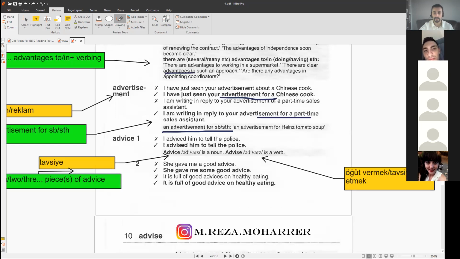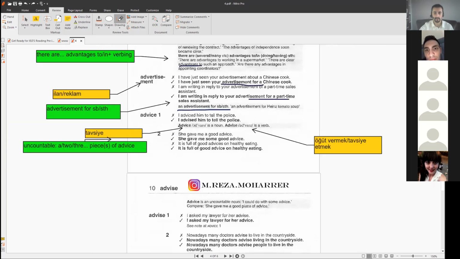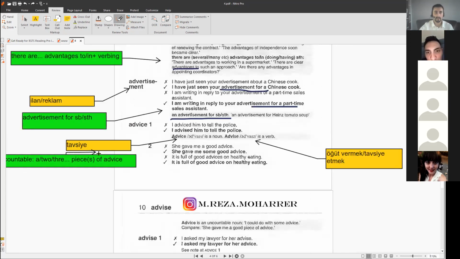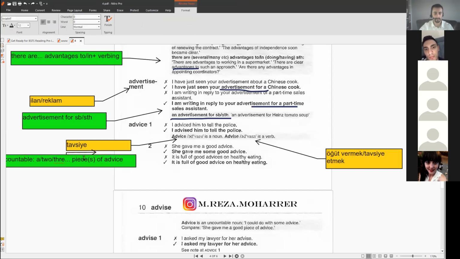And here, let me zoom out. I hope you can see it. So advice is uncountable. Okay, advice is uncountable. We cannot say 10 advices, no. But if we want to say, we can say 2, 3 pieces of advice. For example, my father gave me 3 pieces of advice. So I correct it here.